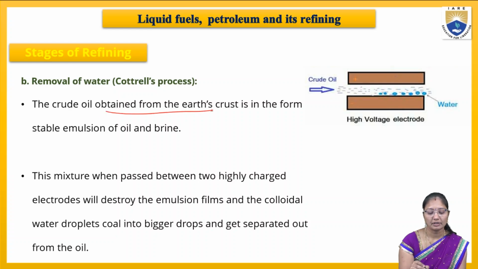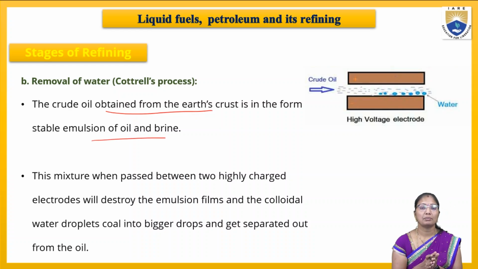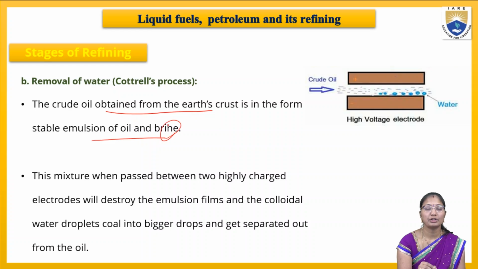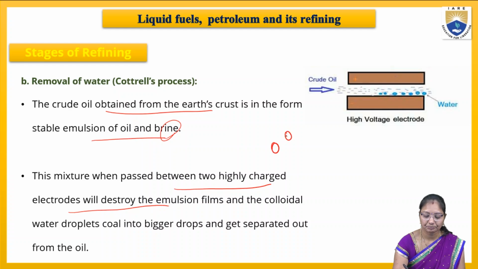The crude oil obtained from the Earth's crust is in the form of a stable emulsion of oil and brine. At the time of collection from the deeper layers of the Earth, it is an emulsion, because it contains oil globules and water molecules. The brine is a solution of sodium chloride and some sodium salts in water. When this mixture is passed between two highly charged electrodes, it will destroy the emulsion films. Emulsion is nothing but oil globule formation. If we add oil into water, globules will form.